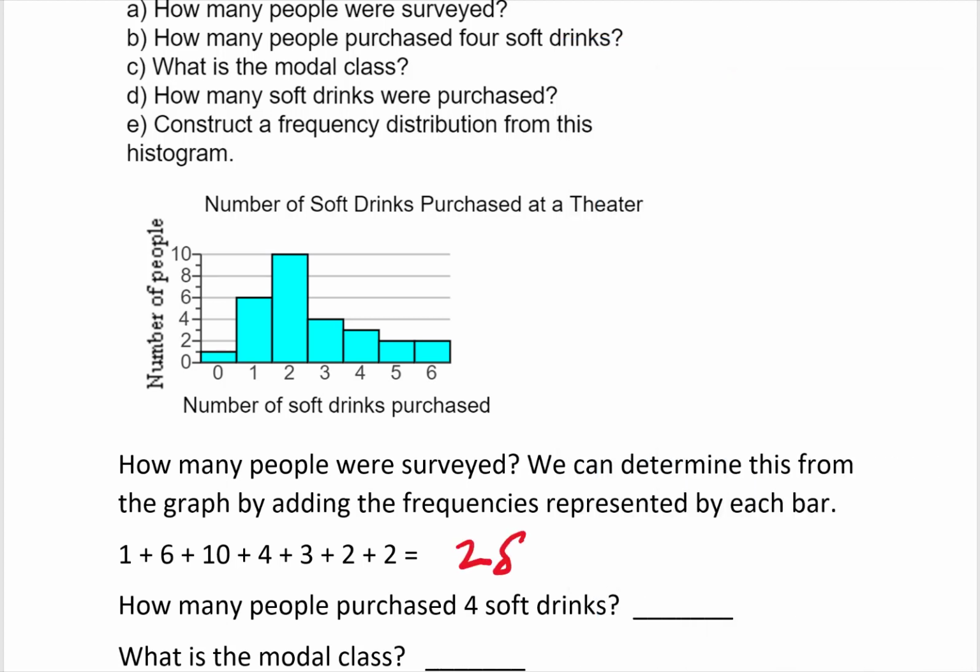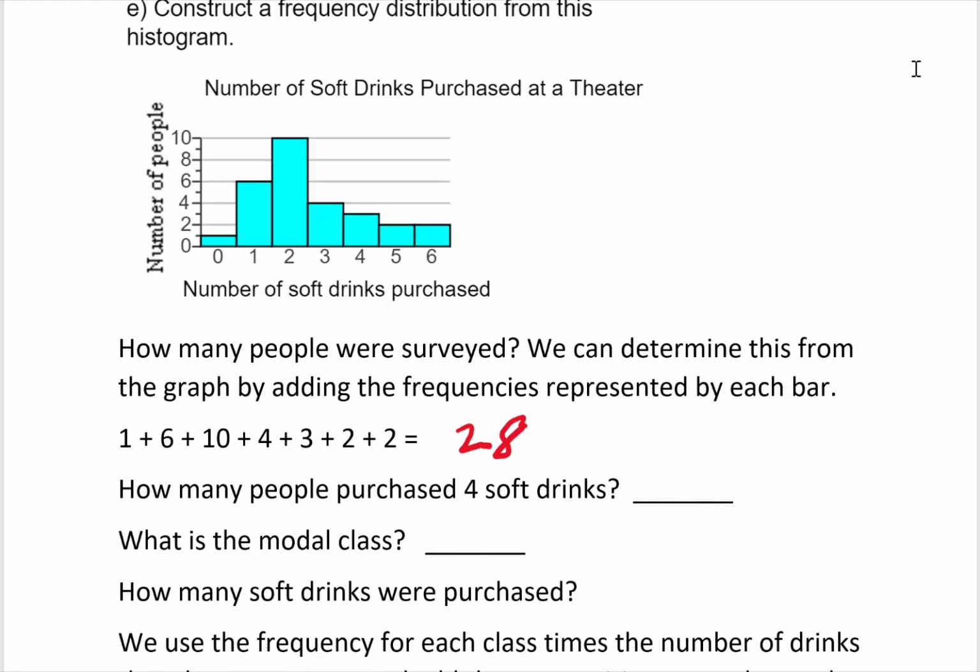And the next question asks me, how many people purchased 4 soft drinks? And I can read that right off of the graph, and I notice that that's 3. 3 people purchased 4. What's the modal class?